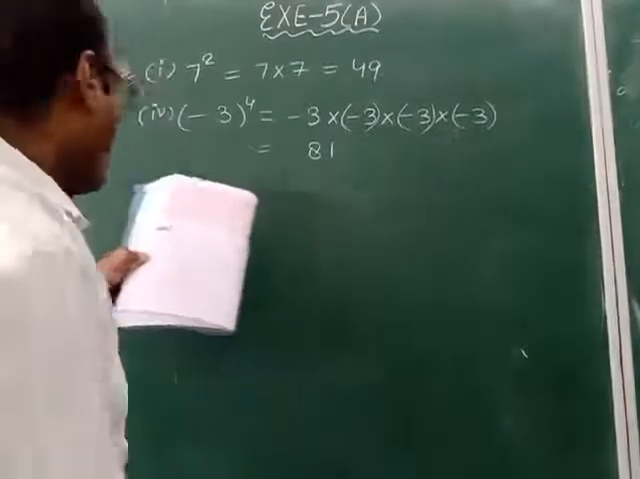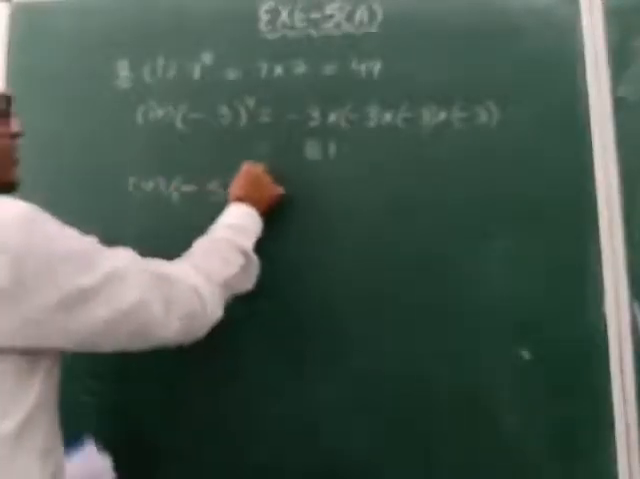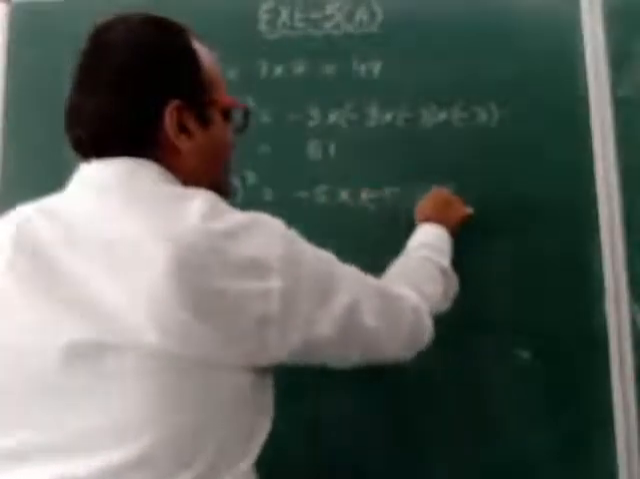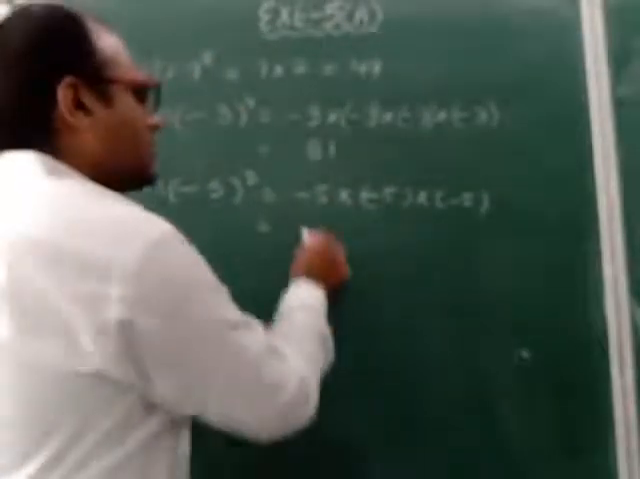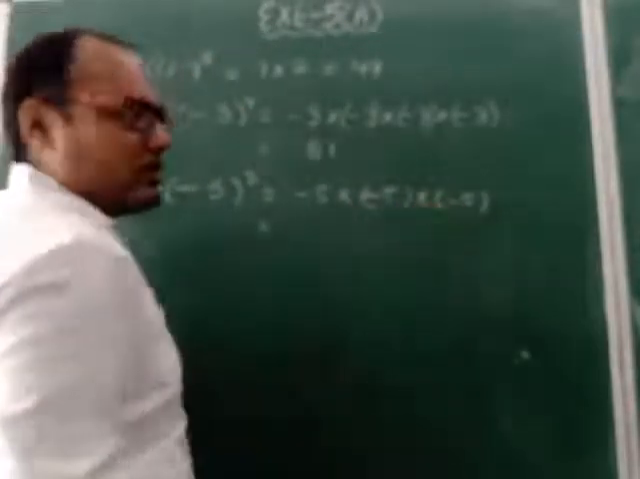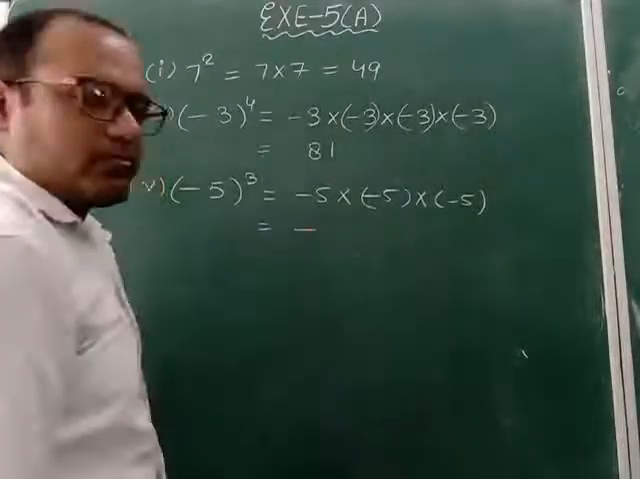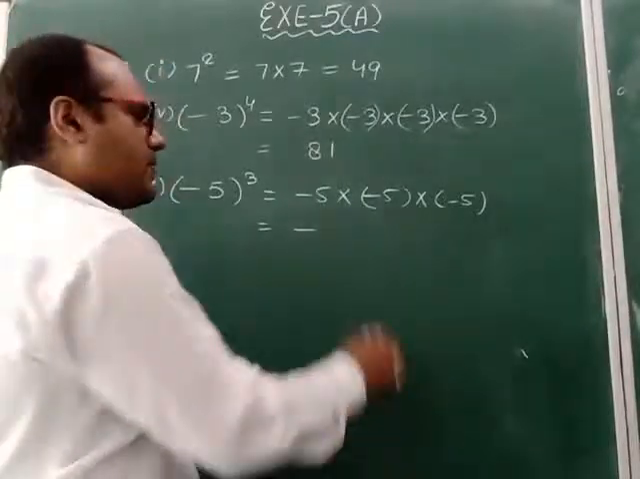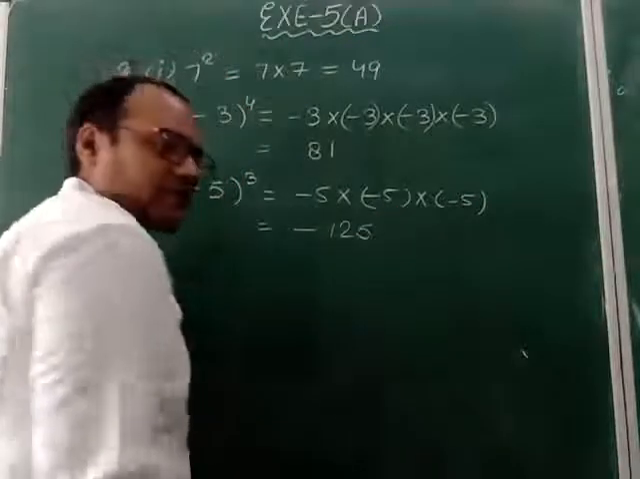See another part, number 5. Minus 5 raised to the power 3. So minus 5 into minus 5 into minus 5. Now we have to count how many minus are coming. 1, 2, 3. 3 minus signs are there and 3 is odd. So in the answer we have to put minus. Whenever an odd number of minus will be there, then we have to put minus sign. 5 5 is 25, 25 5 is 125. So this is the final answer.